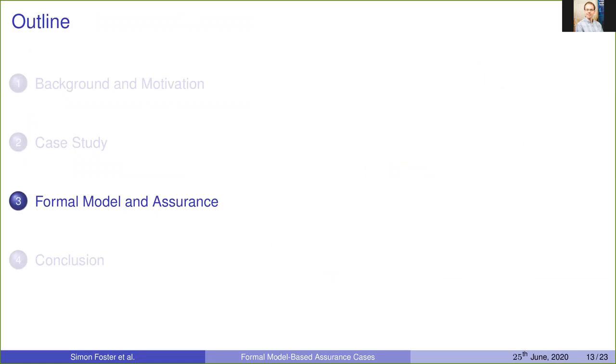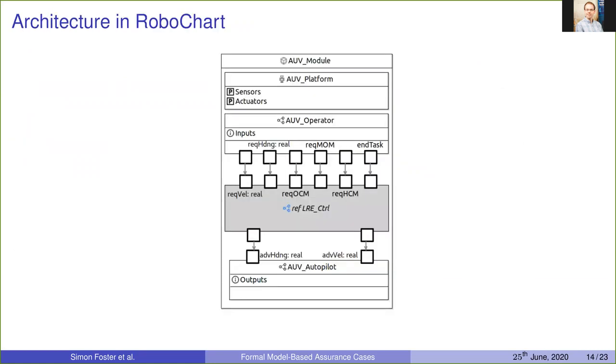Okay, now let me tell you about how we have modeled this formally. As I said, we're modeling it in RoboChart, and this is a representation of the architecture in RoboChart. RoboChart provides modules, and these modules can have different types of elements inside of them. In this case, we have a robotic platform, which is this block here, and this provides sensors and actuators that the controllers can make use of.